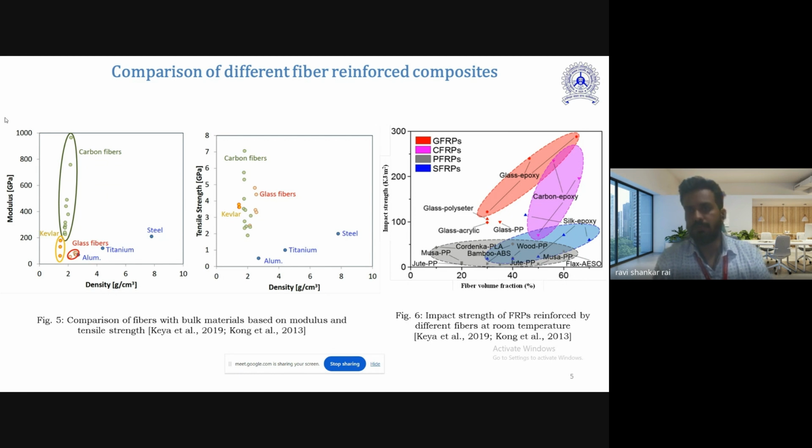Now, if we go with the impact strength, you can see there is the highest impact strength for the glass epoxy composite, and carbon fiber has a moderate impact strength. So our work is based on increasing that particular impact strength of the carbon fiber reinforced polymer composite, to increase the application span of the carbon fiber reinforced polymer composite.